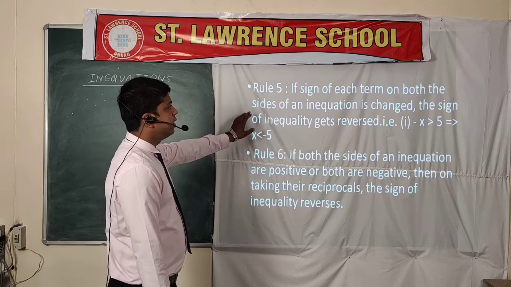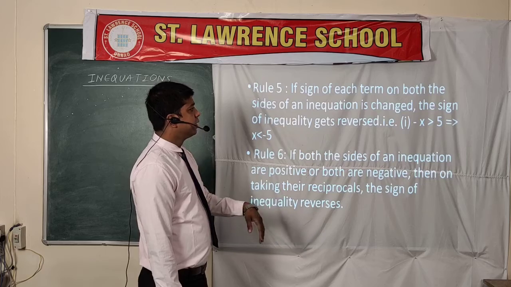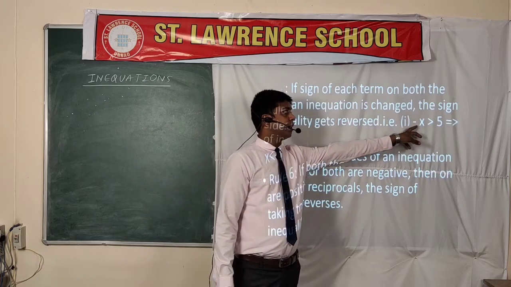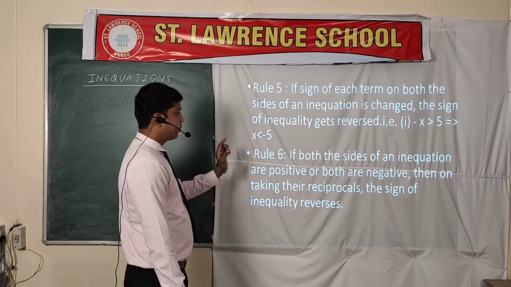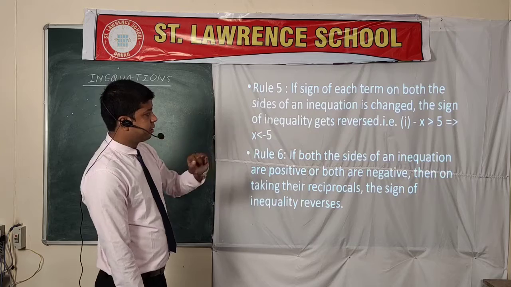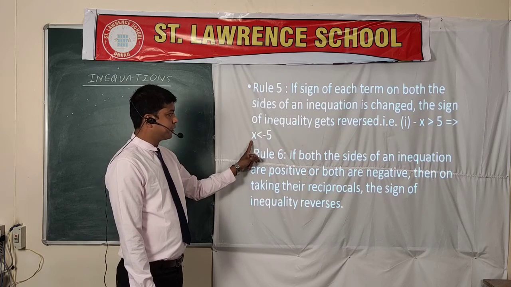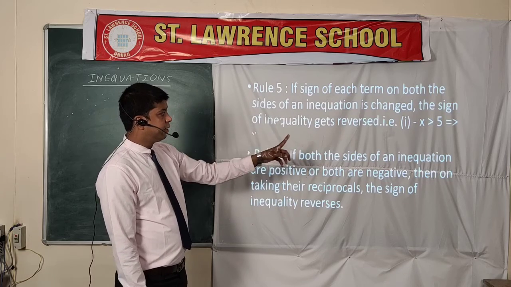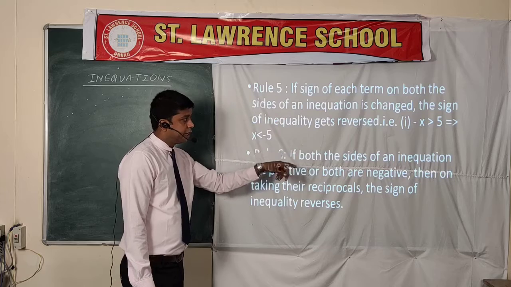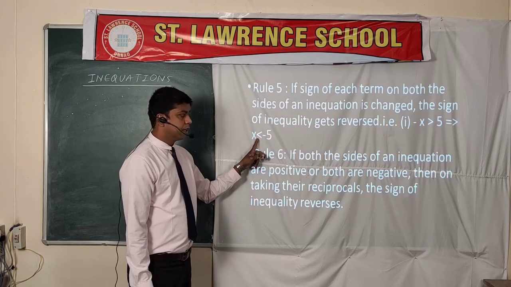Number 5 rule, you can see if the sign of each term on both the sides of an inequation is changed, then the sign of inequality gets reversed. You see here, minus x is greater than 5 it is written. Minus x is greater than 5. And if you change the sign of x, it was minus x, now it has become what? Plus x. And the 5 was positive, it has become negative. So when we are changing the signs on both the sides, the inequality sign gets reversed. It was greater than, now it has become less than.